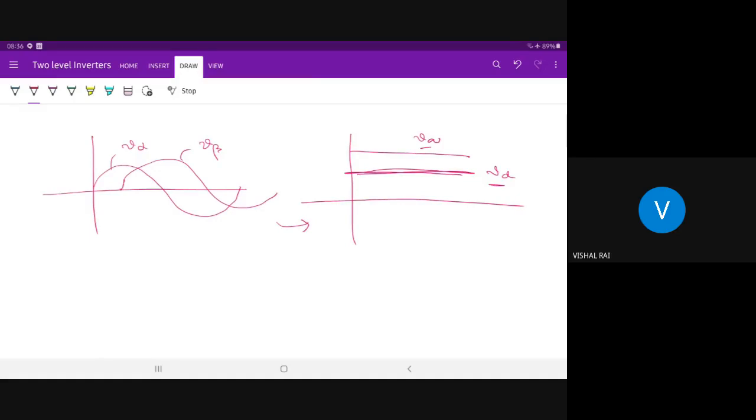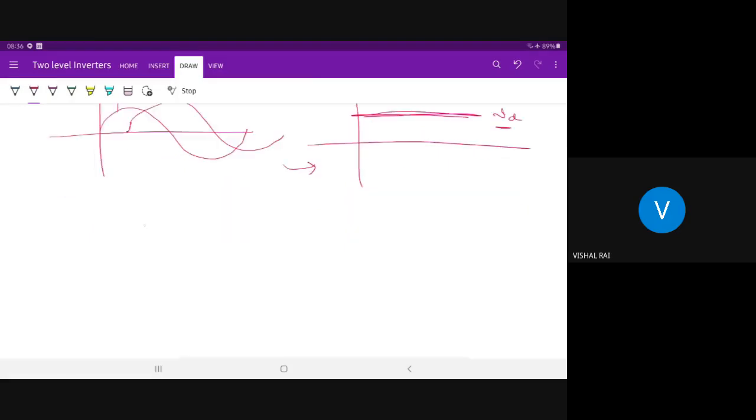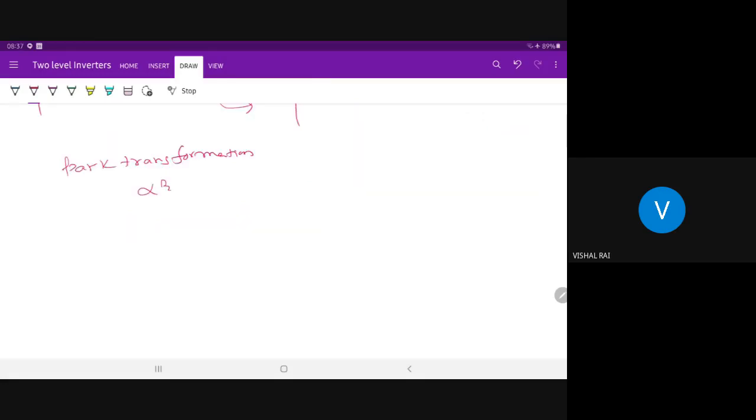So when you rotate this at speed of omega, it's clear? Just simply we are rotating the reference so that this resultant, that means VD and VQ, will become constants. So for this you require Park transformation. Park transformation will convert this alpha beta 0 reference frame to DQ0 reference frame. So DQ0, that is direct axis and quadrature axis reference frame. It's clear? Yes, sir. Okay.